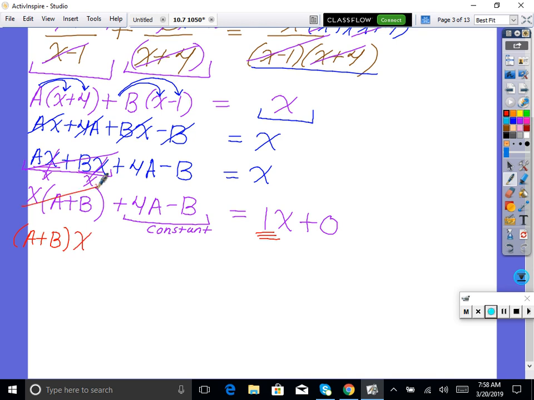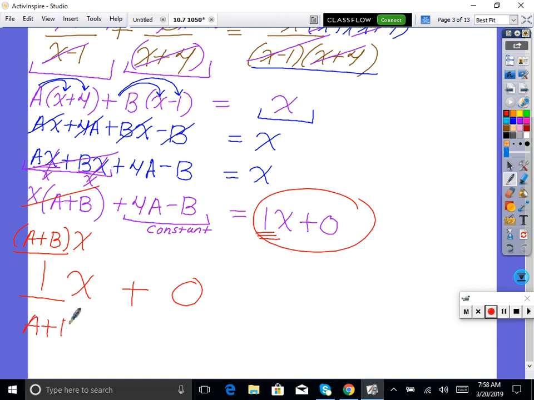So once again, what do we want it to be? 1x plus 0, don't we? So doesn't a plus b match up with 1? That was what we just looked at a few seconds ago. That's what we want it to be, is this side. So my true statement would be a plus b needs to equal 1, because that's what's in front of x. A plus b was what's in front of x. 1 needs to be in front of x.